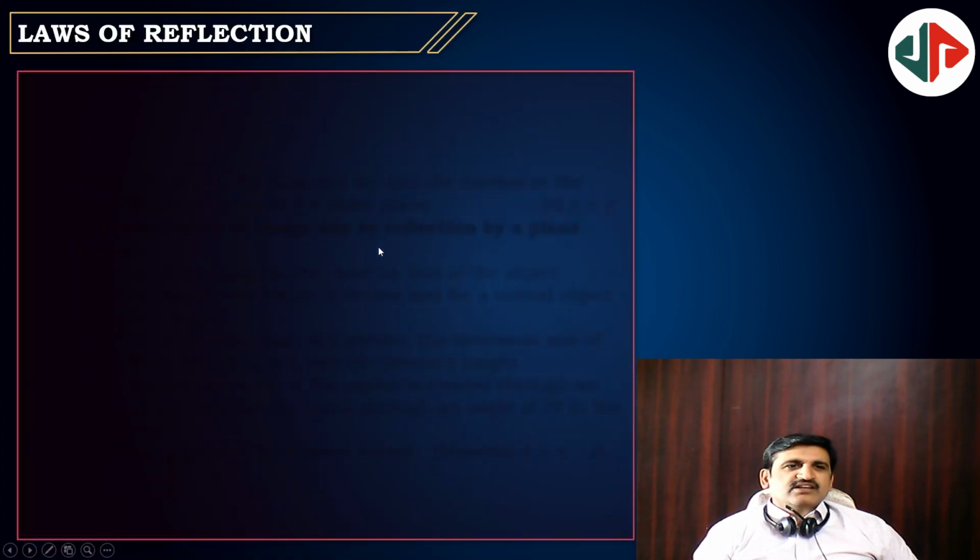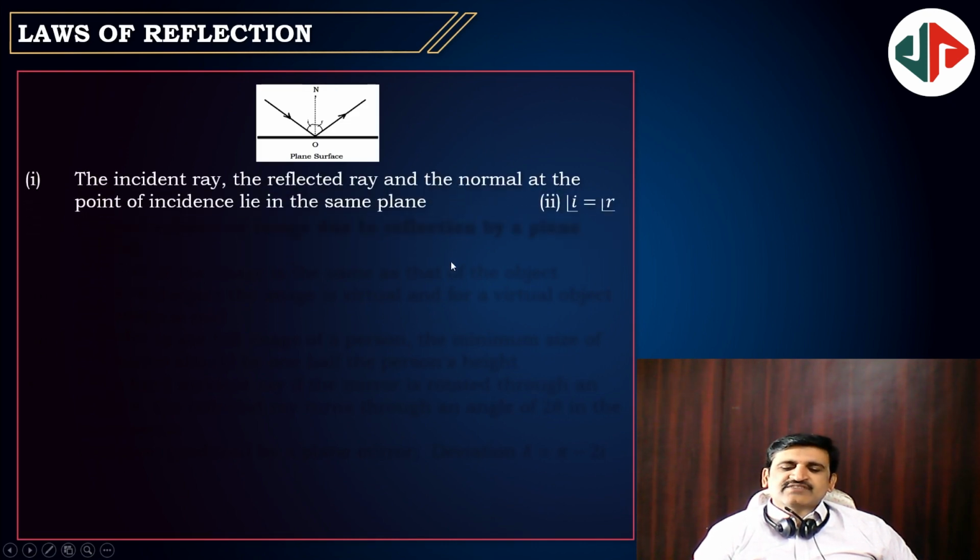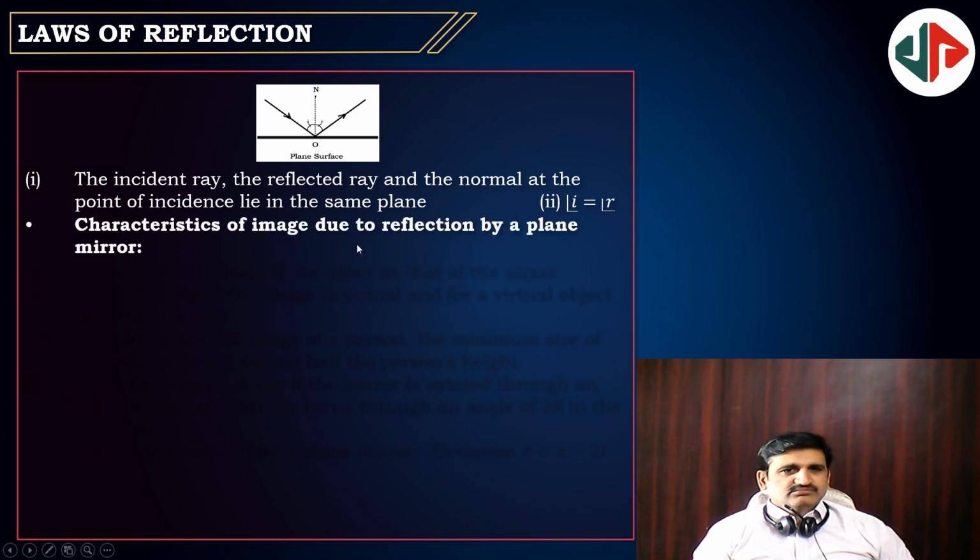Next, laws of reflection. These laws of reflection are the same for plane mirror or curved mirror. Laws of reflection will be the same, not only for light, but for any wave types. Incident ray, the reflected ray and the normal at the point of incidence lie on the same plane. Angle i is equal to angle r.